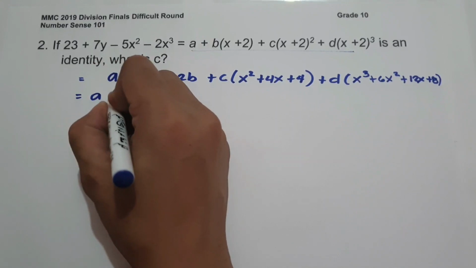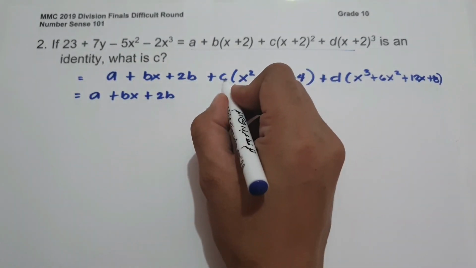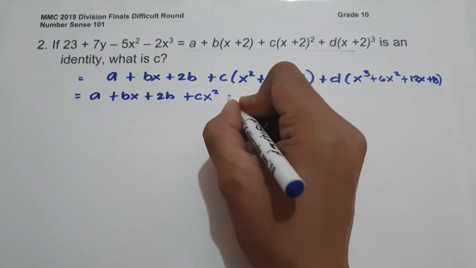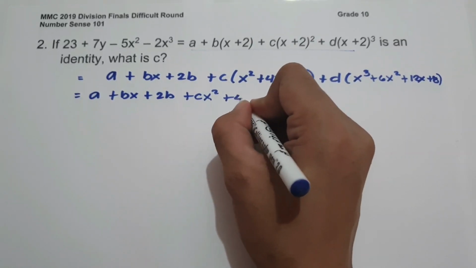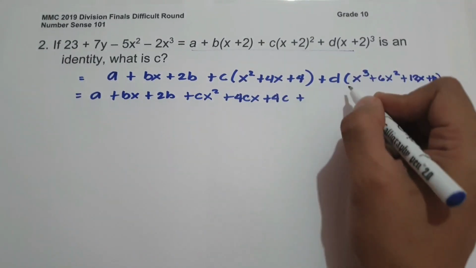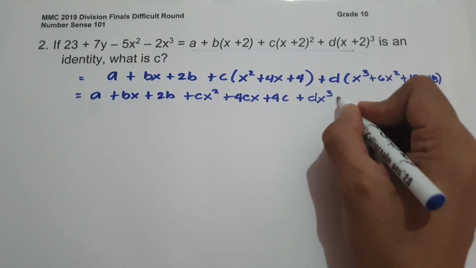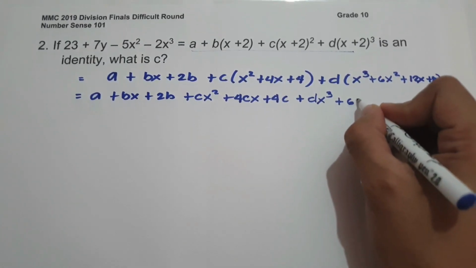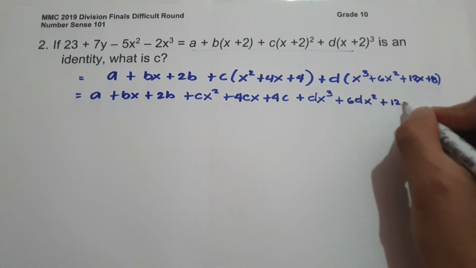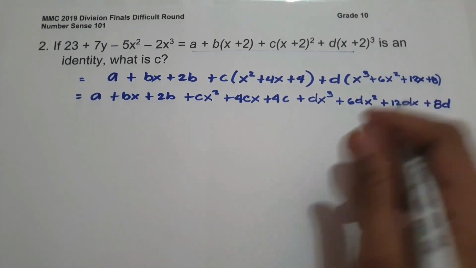Let us have a plus bx plus 2b. Let us distribute c. C times x squared, that is cx squared plus 4cx plus 4c plus, let us distribute d, that is dx cubed plus 6dx squared plus 12dx plus 8d. So what is the trick?